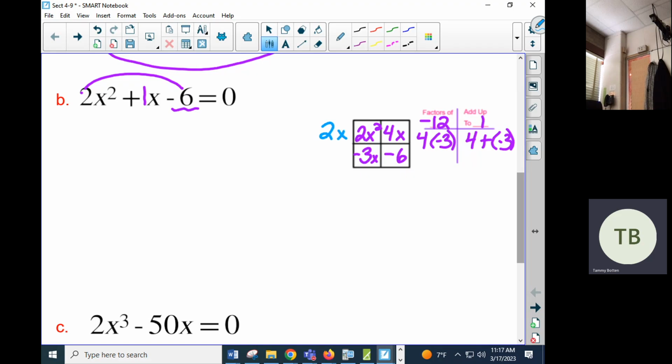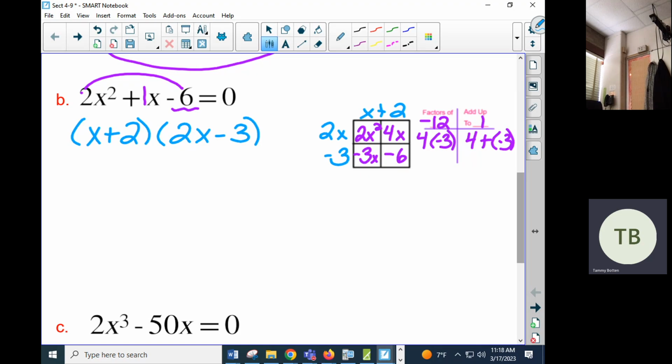And then if you check across, does 2 go into 2? And it does. Does 2 go into 4? And it does. So it's 2x times x gives us 2x squared. And then we think, what times 2x gives us 4x? That's 2. x times what gives me negative 3x, that's negative 3. And 2 times what gives me negative 6, and that is correct. Now, one of my factors is x plus 2, and the other one is 2x minus 3.